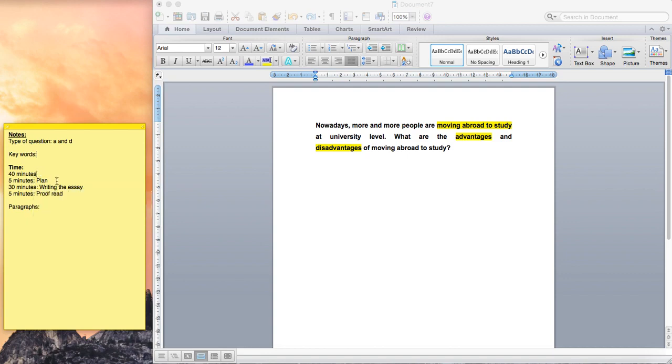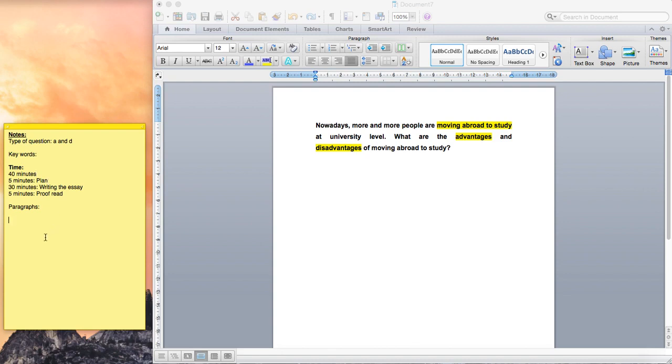Now that means you spend 5 minutes on the plan, 30 minutes writing the essay, and 5 minutes proofreading your work. Proofreading means to read your work from the start all the way to the end and look for any mistakes that you might have made. If you do see any mistakes, you should correct them. Okay, so let's move on to the plan.